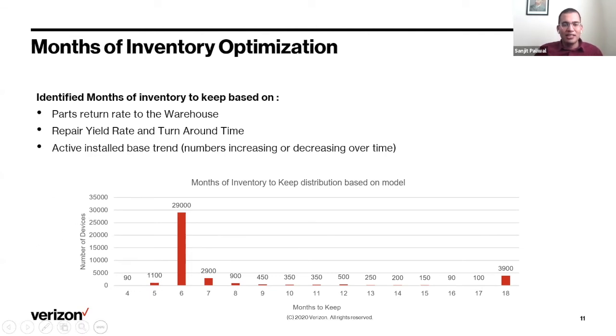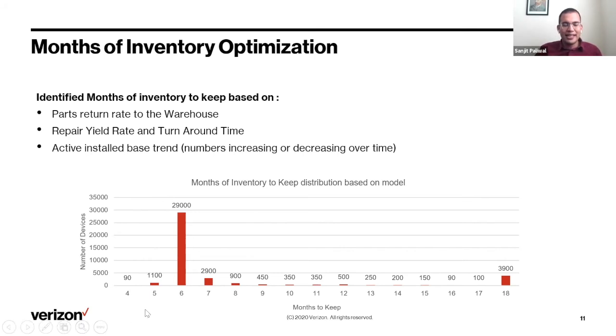The first parameter that we look at is the parts return rate. The parts return rate is simply how many devices we are getting back into the central warehouse in a given month. If enough devices are returned that are working, or that could be repaired in time to later serve as the demand, then we don't need to have more inventory. So if we have enough returns, the number of months of inventory should reduce.